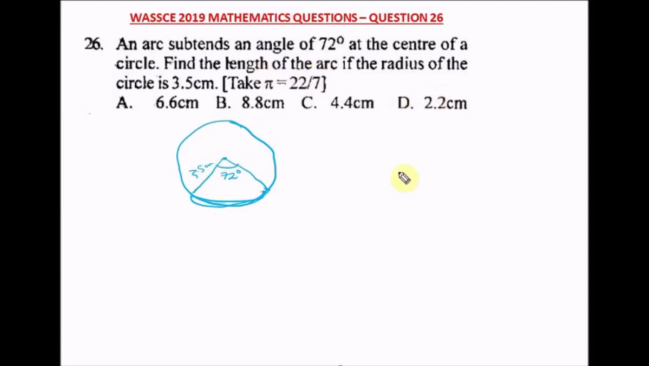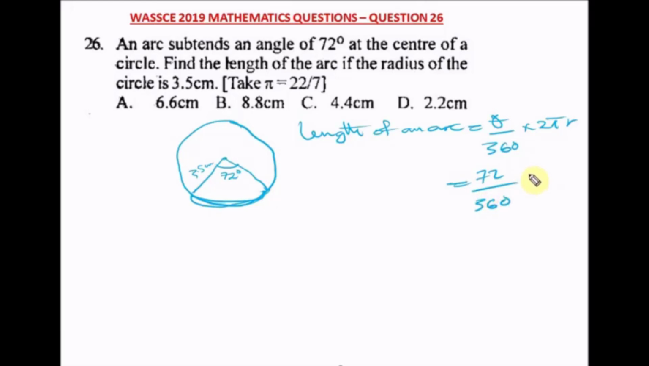I hope you remember the formula for finding the length of an arc. It's always good you know this particular question. It's always coming out in WAEC. So just know the formula for length of an arc, which is theta over 360 times 2 pi r. So from here, we have our theta as 72 divided by 360 times 2, we're given pi as 22 over 7, and our radius as 3.5.